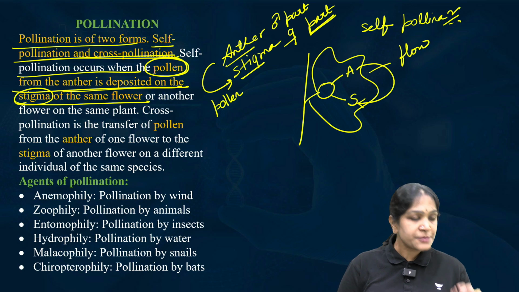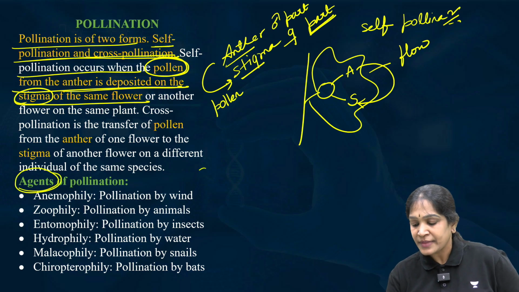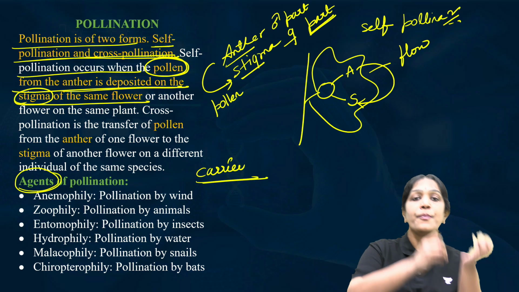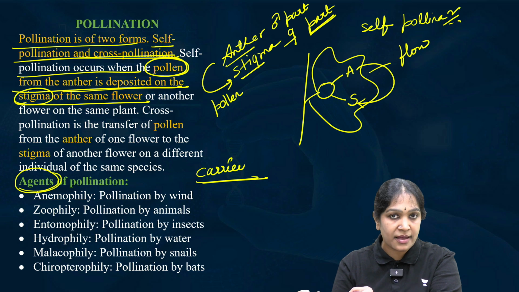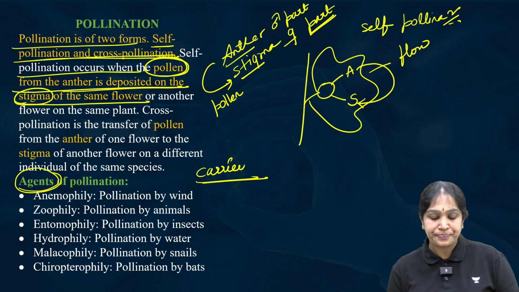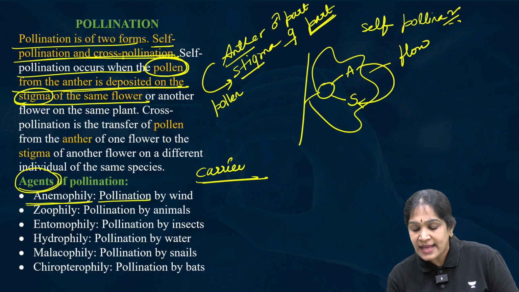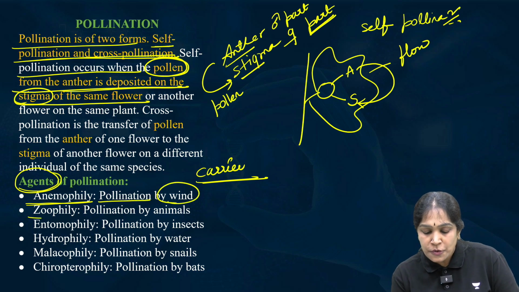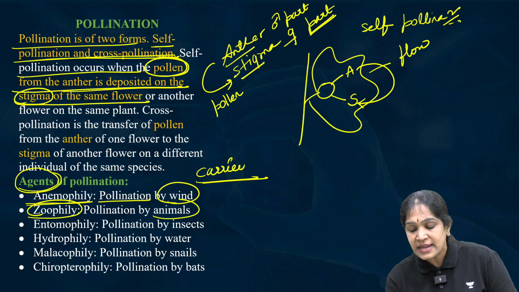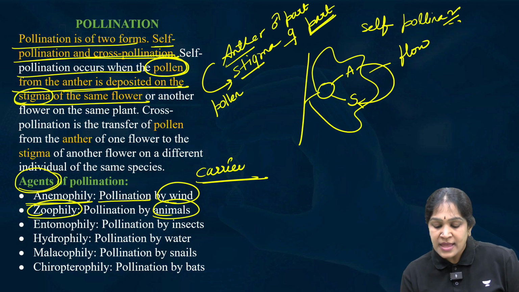These pollinations have different agents. An agent is nothing but the carrier, something that will carry the pollen grain from the anther to the stigma. In anemophily, the pollen grain is carried by the wind. In zoophily, the pollen grain is transferred from the anther to the stigma through animals. When the animals graze the plants, they carry this pollen grain.